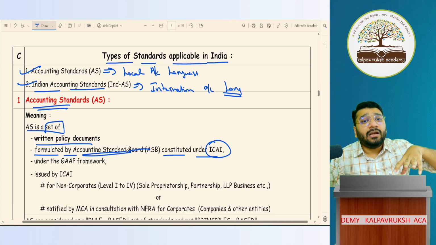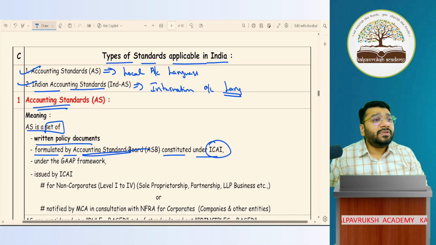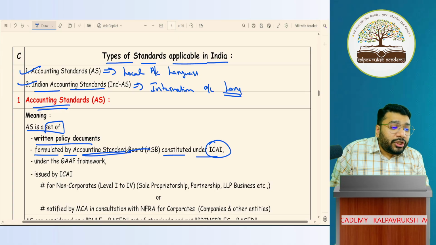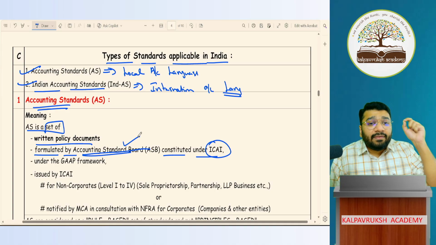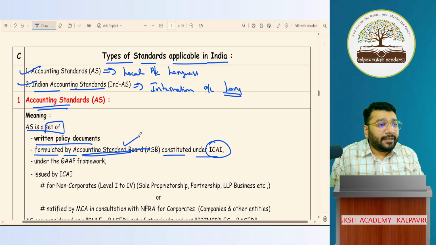So there are independent people who are relentlessly working day in and day out to develop this CA course and promote the CA course across the country. Likewise, the ICAI constituted one separate independent board called Accounting Standard Board, who are given the responsibility to develop the accounting standards for the country.